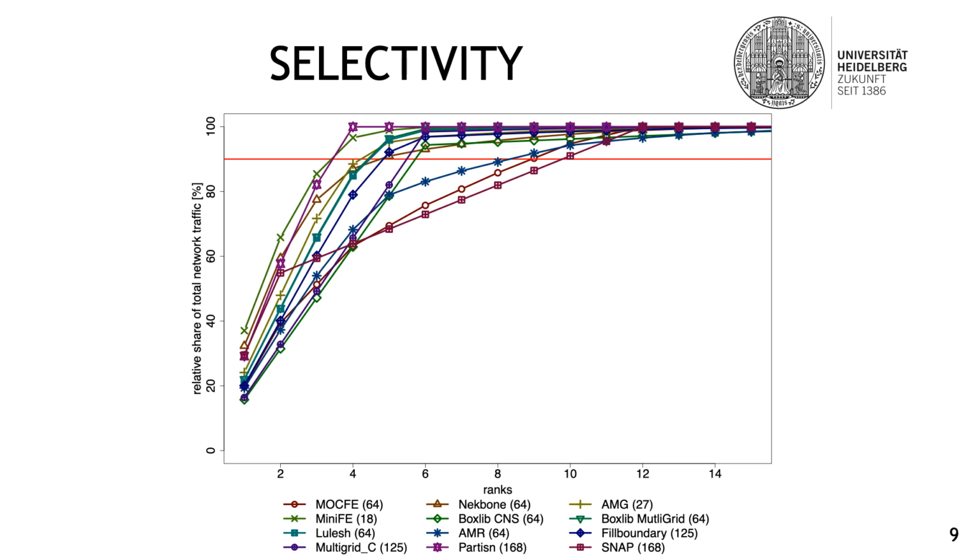So if we're looking at the Partisn workload, for example, it has a selectivity of slightly higher than 3 on the left side, and on the right side the largest selectivity is provided by the SNAP workload with slightly higher than 10. So overall we have a very low selectivity, especially compared to the number of ranks that are represented here.